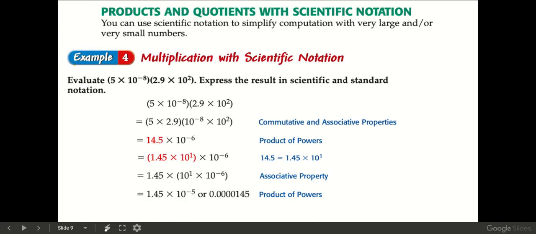And then to write it in standard notation, negative exponents are representative of very small values. So I know that I need to move my decimal point to the left 5 places. So in standard notation, it's going to be written as 0.0000145. So now I've represented my value in scientific notation and in standard notation.